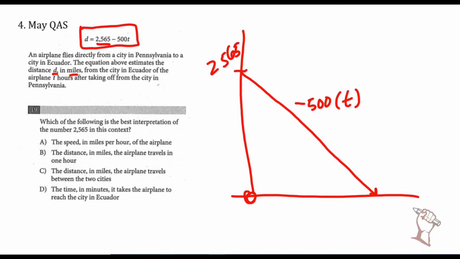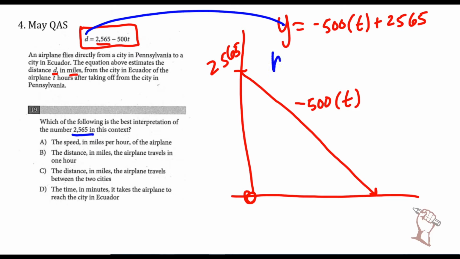So what is my equation? Y equals negative 500 times the time plus 2,565. I can't speak tonight. Let's change the color. Which of the following is the best interpretation of the number 2,565? Since y is distance, this could be d of t, or distance.